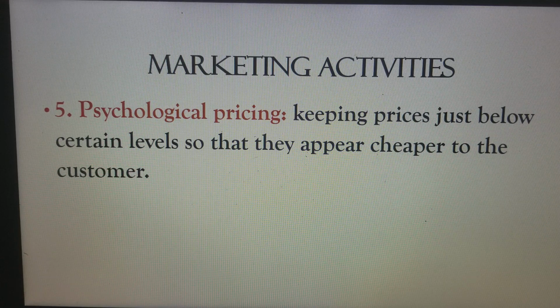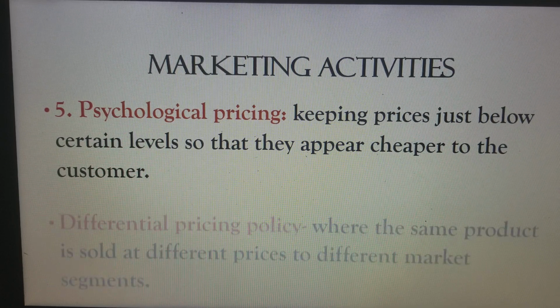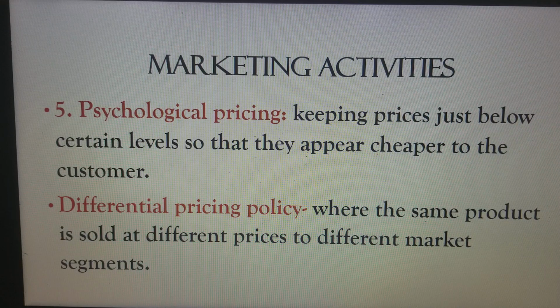Then you have the fifth type of pricing called psychological pricing. This is keeping prices just below certain levels so that they appear cheaper to the customer. Now, let me explain what that means. So instead of saying the goods is for $5, they will quote it and say it is for $4.99. The psychology about it is that we tend to see the first digit in our eyes and acknowledge the first digit as being most important. So while $5 seems to be much, if you say $4.99, there's a greater chance that person will want to buy it. They'll say it is cheaper. They're only seeing the 4, right?